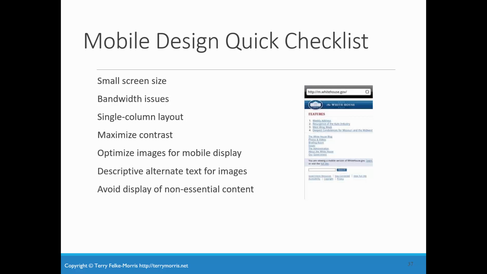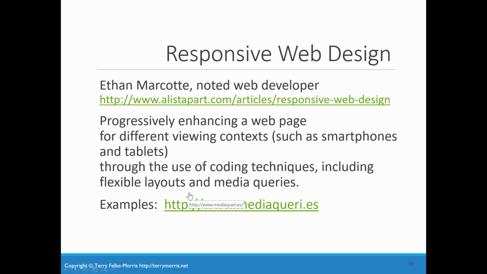Remember, with mobile design, there can be bandwidth issues. Heck, there can be battery issues. You'll almost always want a single column layout for a phone. You may want, it says, optimize images. You may not want any images there at all. Avoid display of non-essential content. Responsive web design says that basically your page will look good on any kind of media. That's the easiest way I can tell it to you.